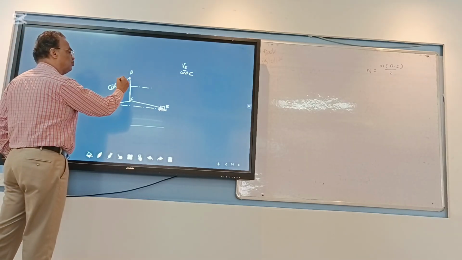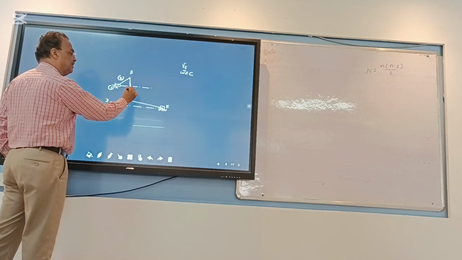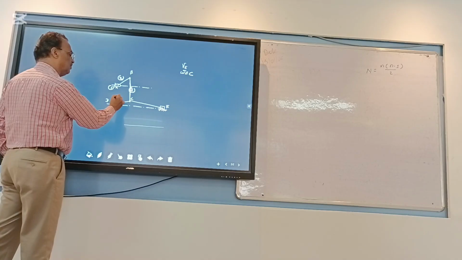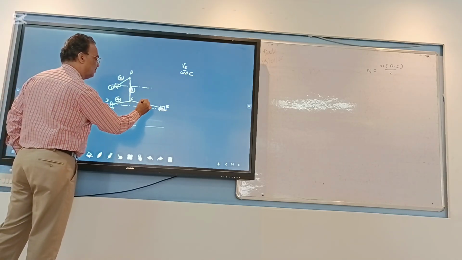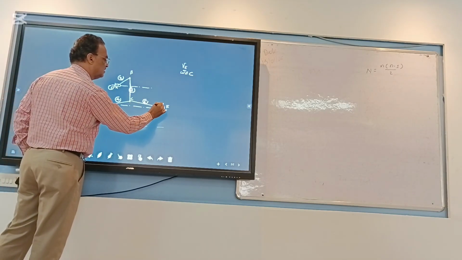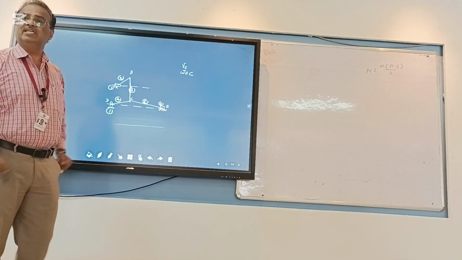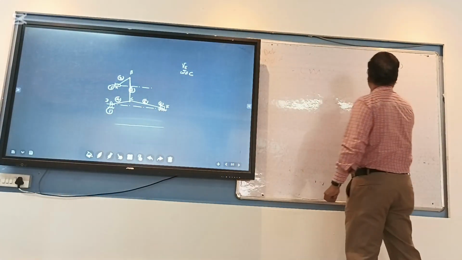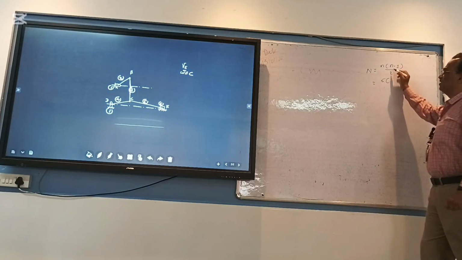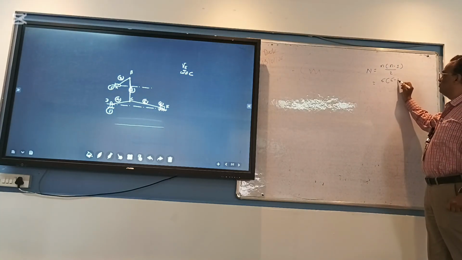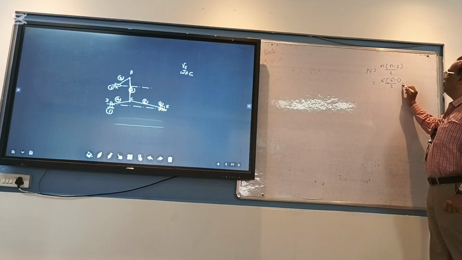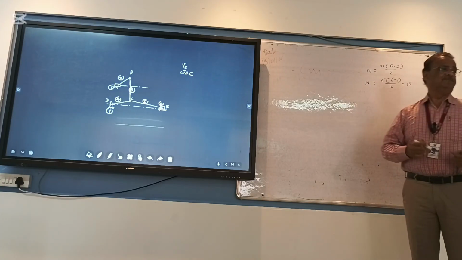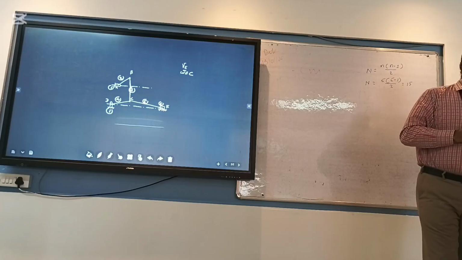A to B, link 2. B to C, link 3. C to E, and the slider. How many links are there in this mechanism? 6 links. If 6 links are there, small n is 6, so 6 into 5 divided by 2 is 15. So the number of ICRs for this mechanism is 15.